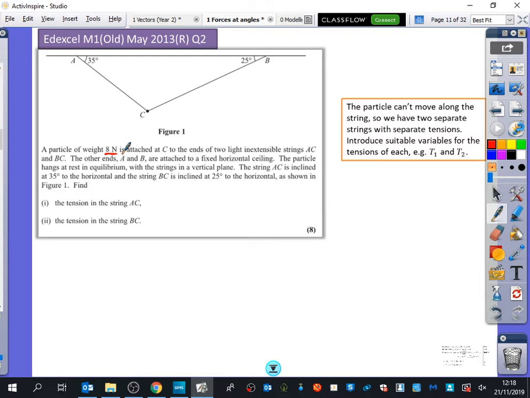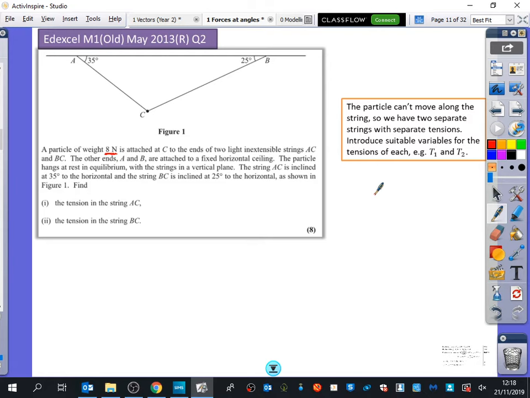So we want to find out the tension in the string AC and the tension in the string BC. But before we do that, let's read the orange box. The particle can't move along the string. Like in the previous question, it was a bead, wasn't it? So it could move and it was one piece of string. So we have two separate strings, and if they're separate strings, they're going to have separate tensions. So you introduce suitable variables for the tensions of each, T1 and T2. They are not going to be the same tension in these strings.